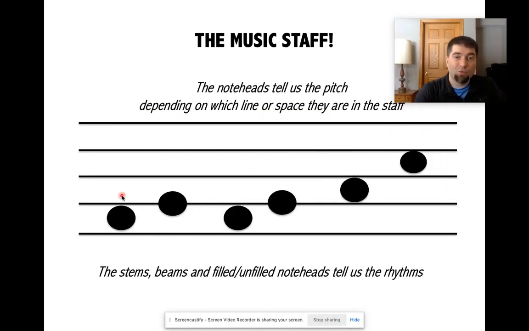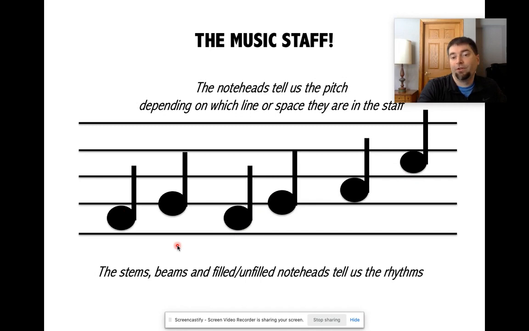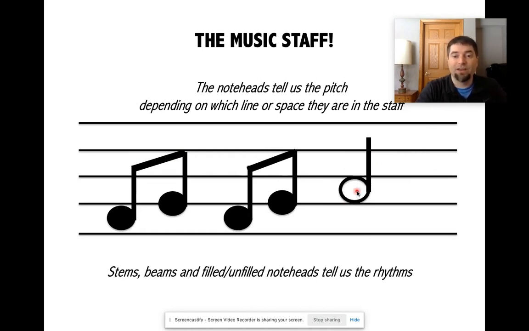The note heads tell us what pitch to sing or perform on an instrument, depending on which line or space that they are in. And the stems and the beams tell us the rhythm. So this tells me that it's 2 eighth notes, that it goes at a do-day or jogging speed. This tells me that it goes at a walk speed, and sometimes we have note heads that are not filled in, which tell us that it's a longer sound. So because this one has a stem and unfilled note head, it means it takes up 2 beats. Do. All right, that's how we know that.